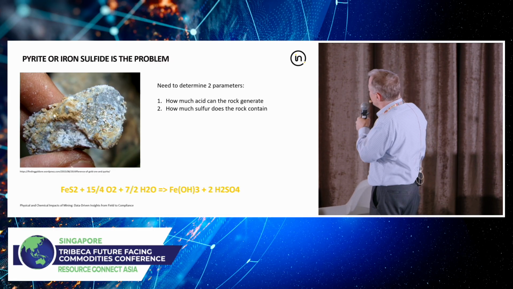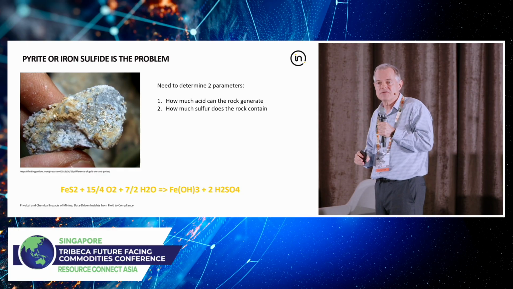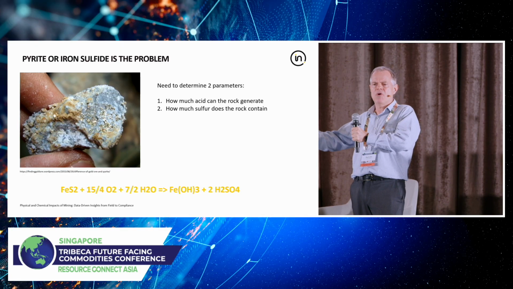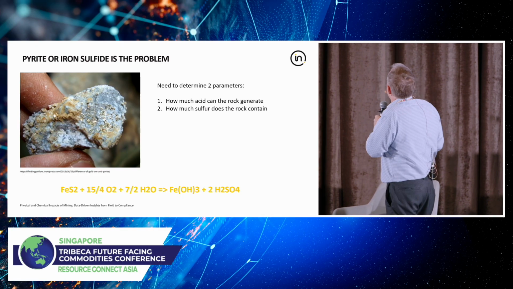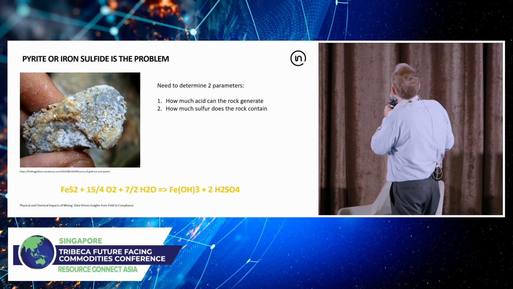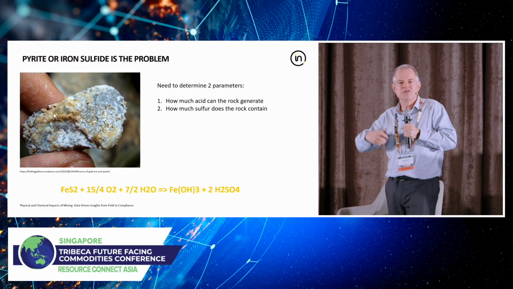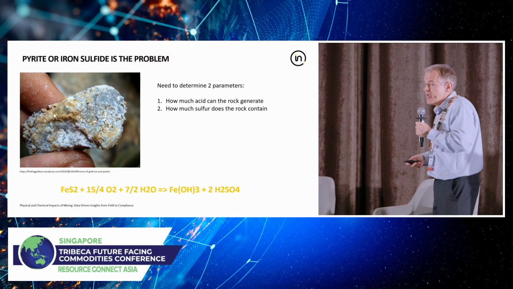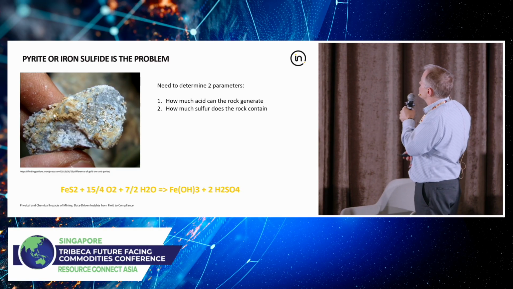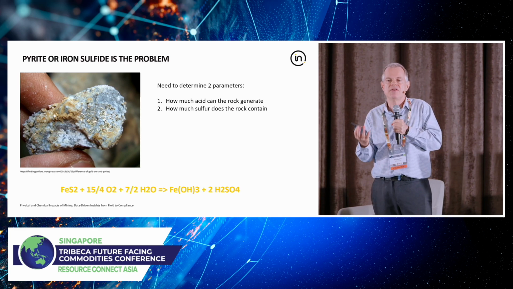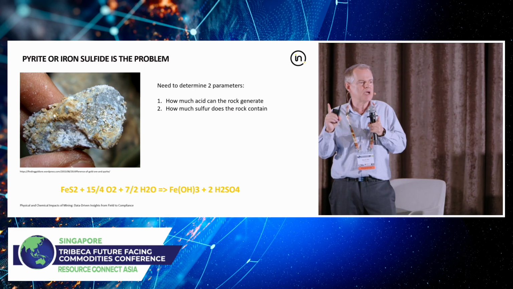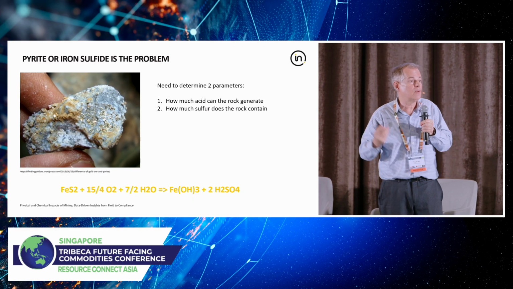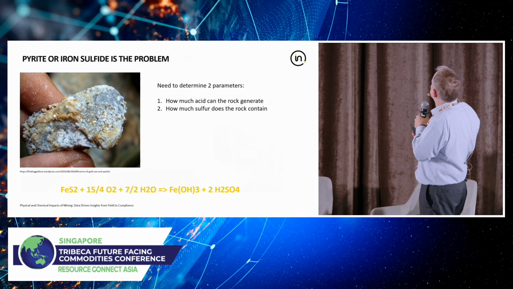So to help the mine, we try to quantify and categorize their rock for them. They want to know, is this rock bad rock or is it good rock? And we do 2 screening tests. The first one, we try to determine the amount of acid being generated from this rock. On the second screening test, we'll actually measure the amount of sulfur inside the rock. So we'll end up with 2 separate data points, and these 2 data points will help us to categorize this rock for the mine.